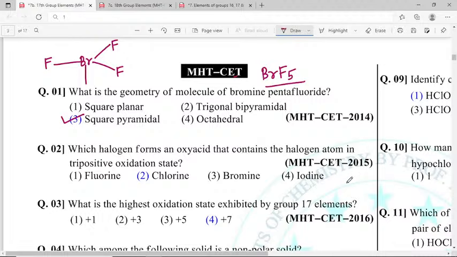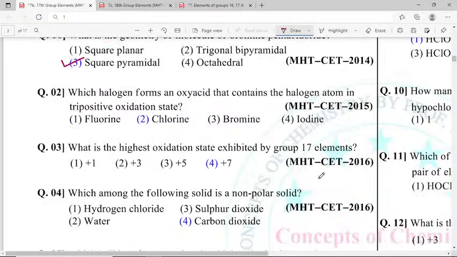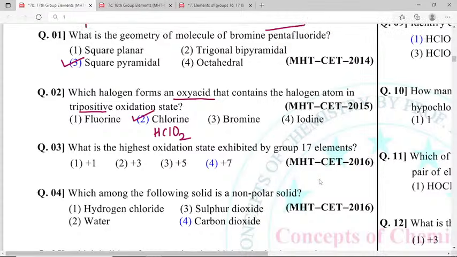Which halogen forms an oxyacid that contains the halogen atom in the tripositive oxidation state? Chlorine is the answer. Tripositive chlorine. So what is the formula here? HClO2, where the chlorine atom has a tripositive oxidation state. Next, fluorine is always -1, bromine is +5, iodine is +7.